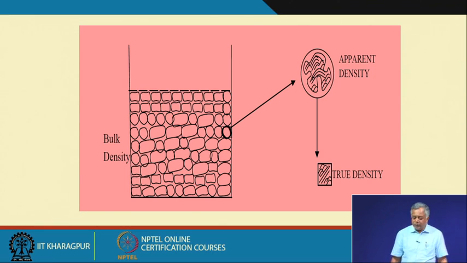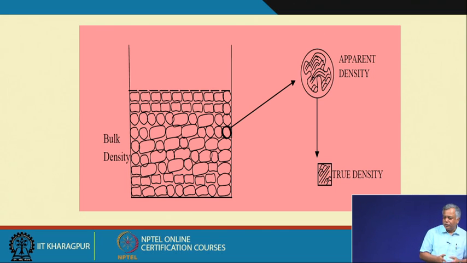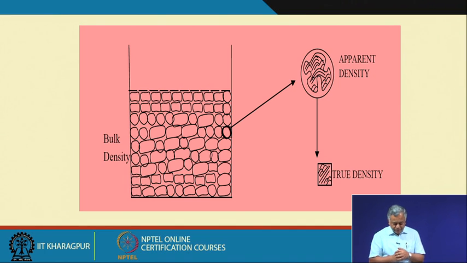So, that particle may be a single particle, but it may be an agglomerate of various particles, and you may have air entrapped in that, you may have moisture entrapped in that, you may have some other gases entrapped in that. So, that gives you the apparent density.